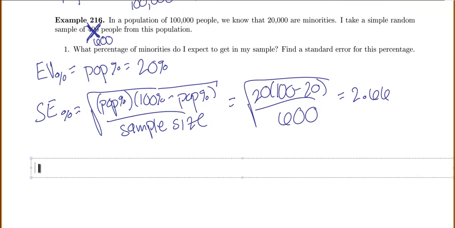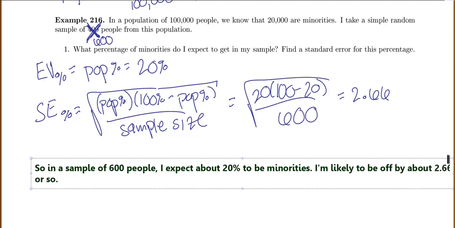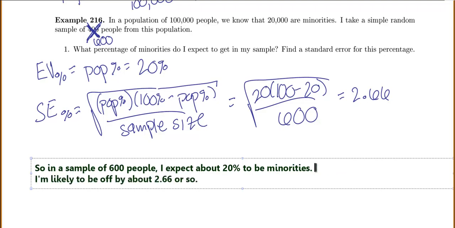So let's just write ourselves a note of what this means. So in a sample of 600 people, I expect about 20% to be minorities. I'm likely to be off by about 2.66 or so. Now when I say I'm likely to be off by that much, I could be off by less, I could be off by more, but we're most likely to be within that 2.66.